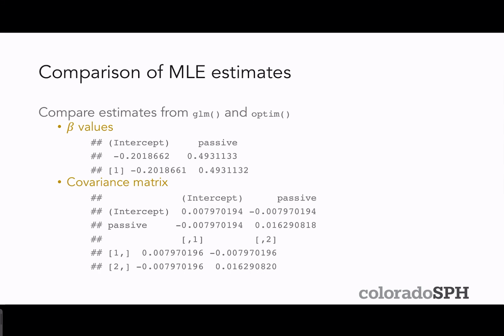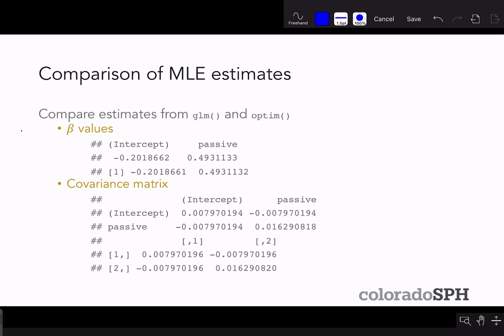And let's check the values that we get. Let's compare our estimates that come from GLM and Optim. Okay, so the first row here gives you estimates from GLM. And this one gives you estimates from Optim. And look, they're pretty similar, which is great. Both of them give similar estimates for your maximum likelihood.